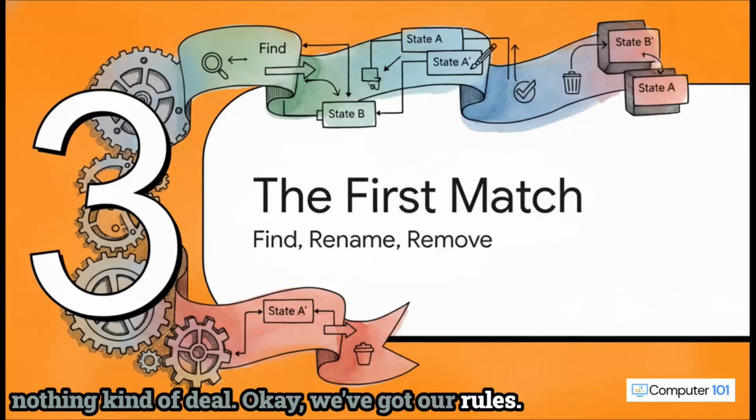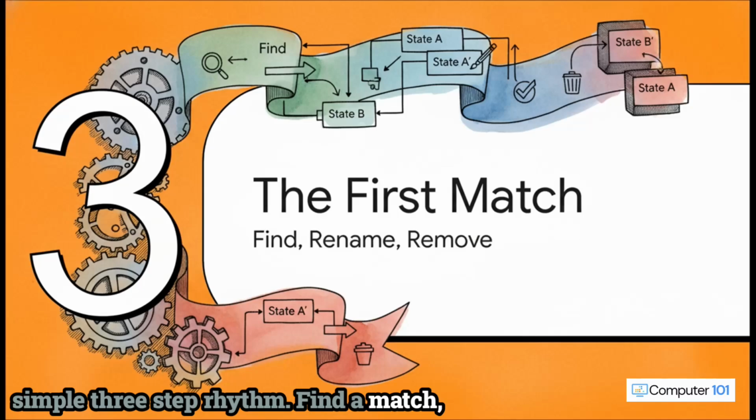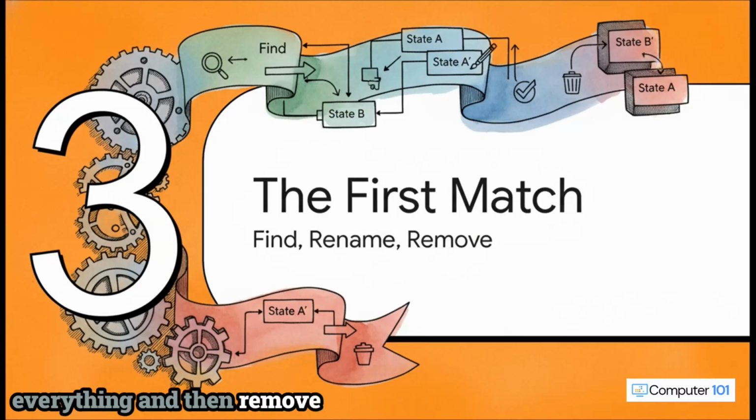Okay, we've got our rules. It's time to get to work. The whole process follows this super simple 3-step rhythm. Find a match, rename everything, and then remove the extra. Let's see how it works.